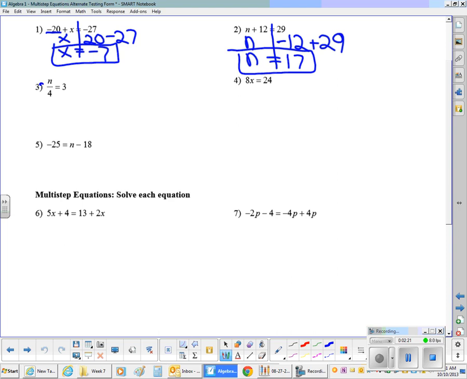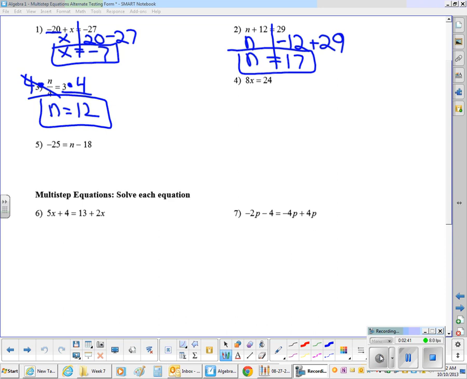Whenever there's division by 4, we're going to multiply by 4 to get rid of it. So I'm going to multiply both sides by 4. Here the 4's cancel, and I get n equals 12, because 3 times 4 gives me 12. I've now solved the problem, and I'm done. Again, these are one-step equations, so if you're having to do a whole ton of work on them, you're probably not doing it right.